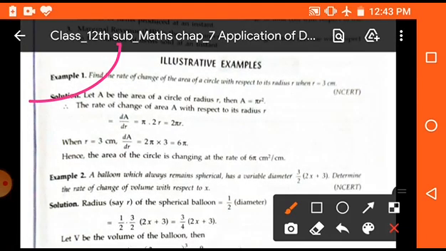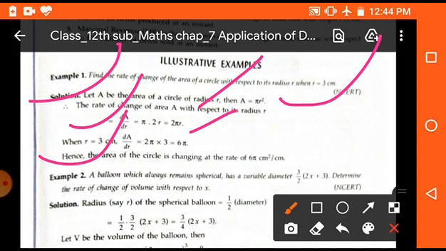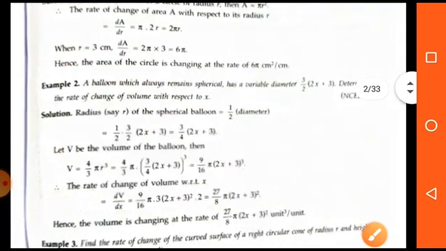Find the rate of change of area of a circle with respect to radius, where radius r is equal to 3. That means we have to find the rate of change of area. First of all, the area of a circle is A equals pi r square, and here we have to find the rate, that means differentiate with respect to radius. Differentiating with respect to r, dA upon dr, we get 2 pi r. Now put r equals 3, we get 6 pi. Clear? Okay students.